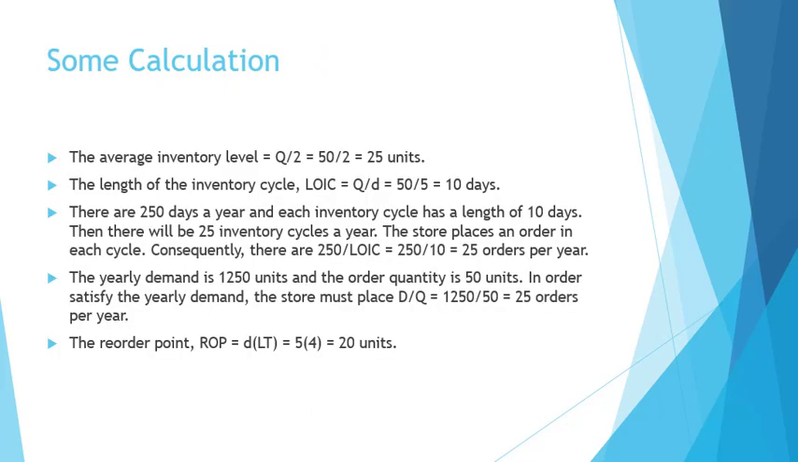And finally, we can do some calculation here. So we have seen that the average inventory level is simply Q divided by 2, which is 25 units. And then the length of the inventory cycle can be calculated as Q divided by daily demand, which is equal to 10 days.